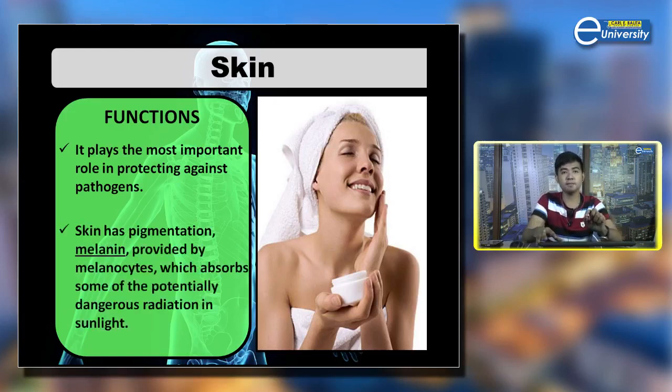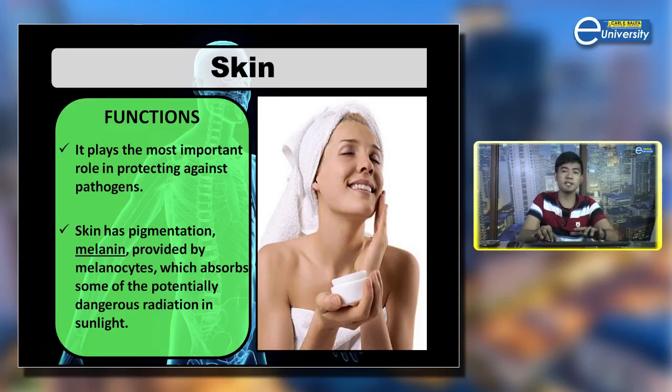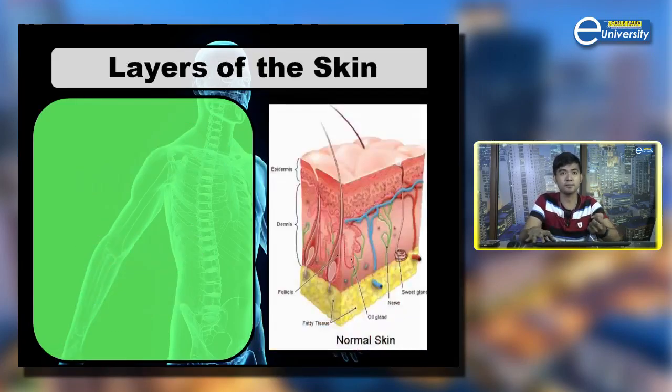Next, the skin has pigmentation called melanin, secreted by the melanocytes, which absorbs some of the potentially dangerous radiation in sunlight. That's why the brownish skin color results from the concentration of melanin pigments. And these melanin pigments are responsible for the absorption of UV light, and they are secreted by the melanocytes. So the main function of the skin, again, is to protect our body against pathogens and to provide protection against sunlight. So we're going to proceed now with the layers of the skin.